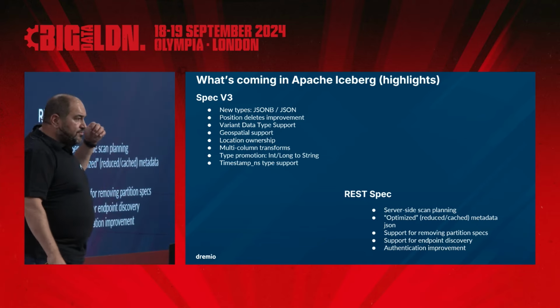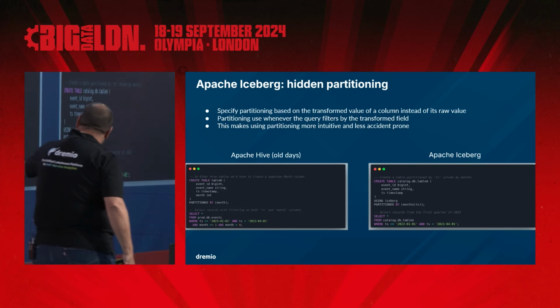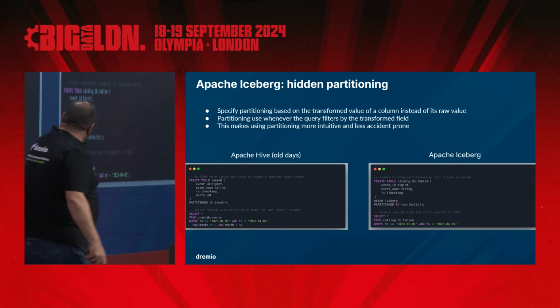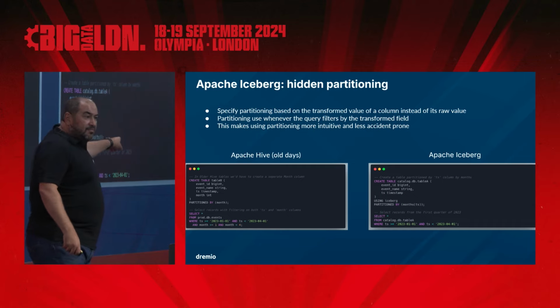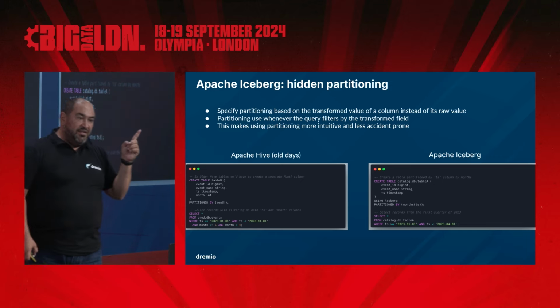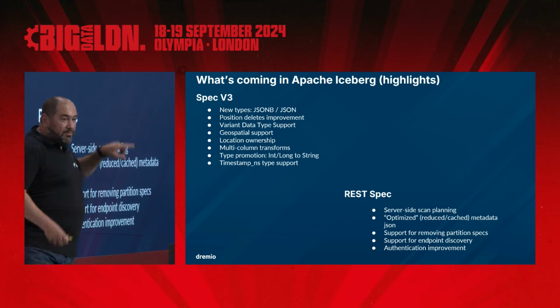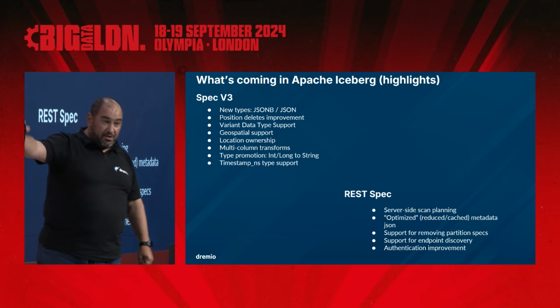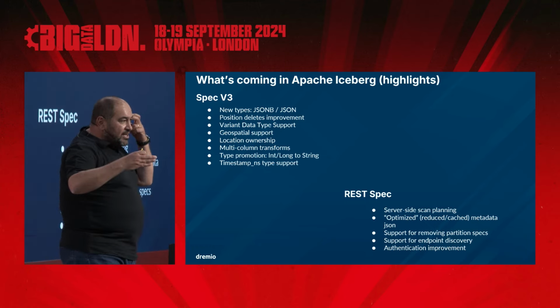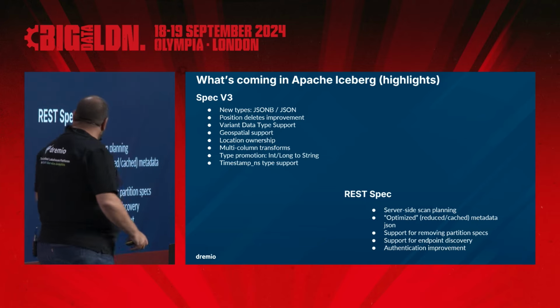Multi-column transform. You remember in my previous slide I used partition by month of timestamp. This is a transform that takes a single argument, and in V2, that was the only option available: a transform with a single argument. Now in V3, you will be able to have transforms with multiple arguments. So for instance, you can imagine a month based on a timestamp and another column, whatever.